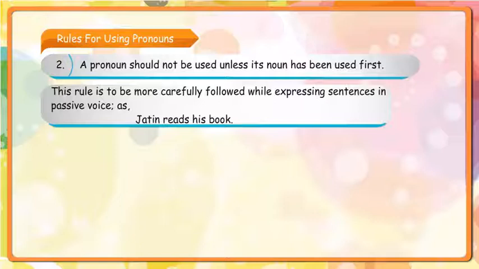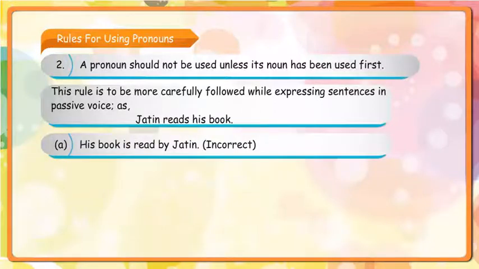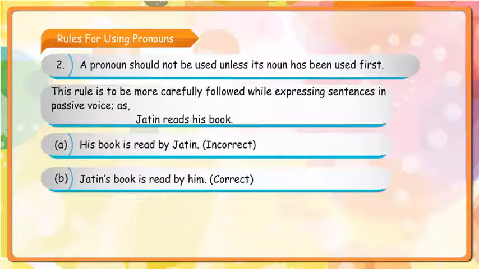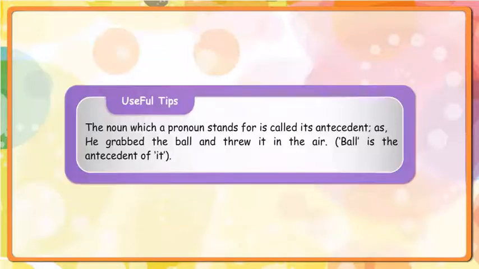This rule is to be more carefully followed while expressing sentences in passive voice, as in: Jatin reads his book. His book is read by Jatin. Incorrect. Jatin's book is read by him. Correct. Useful tips. The noun which a pronoun stands for is called its antecedent, as in: He grabbed the ball and threw it in the air. Ball is the antecedent of it.